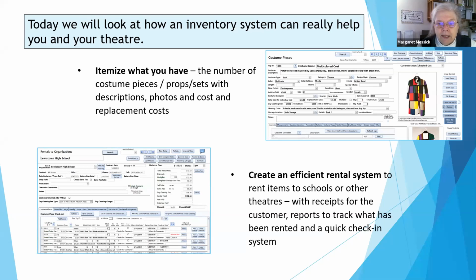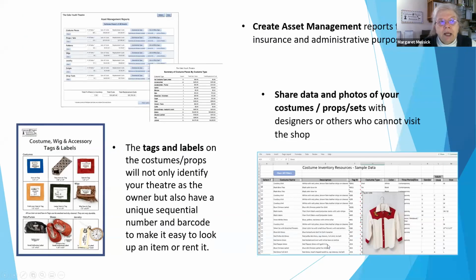And you can rent things out, have them go out and be used, but then we also really like to have them come back. And we want to make sure we know what comes back. And so we have a great way to track what's been rented, what's been checked in, what's still out there. It also allows you to create asset management reports for insurance and administrative purposes. And a lot of costume shop managers may not have that as their highest priority, but the theater managers do. They want to know what you've got and how many and how much it costs, and if the roof falls in a storm, what's the damage going to be, and that sort of thing.